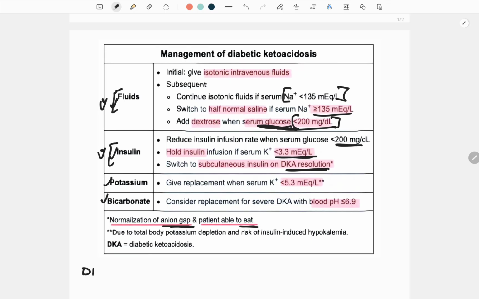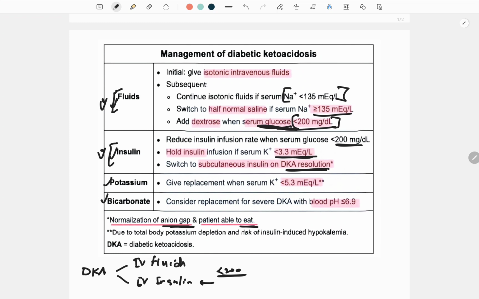So the main points for the students who are preparing for USMLE exams, you need to remember whenever you see a patient with DKA, you always start two things: IV fluids and IV insulin. And if glucose level goes less than 200, you need to decrease the level of insulin, or you can even switch to subcutaneous insulin if the patient is able to eat and anion gap is getting normalized. And if glucose level is reducing below 200, you have to add dextrose, and you need to look for potassium levels. If it is going less than 5.3, then you need to give potassium replacement.